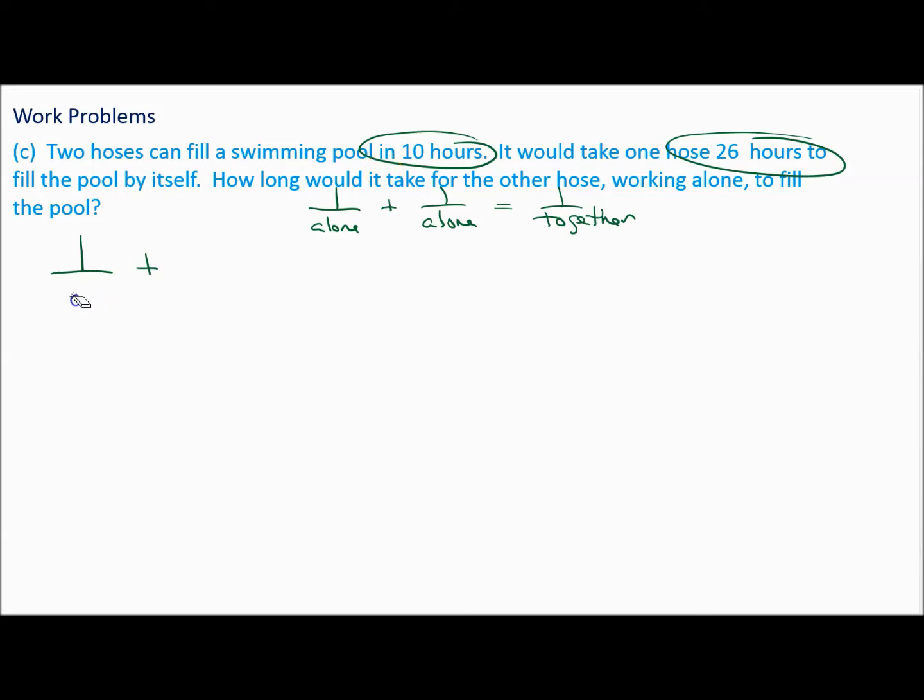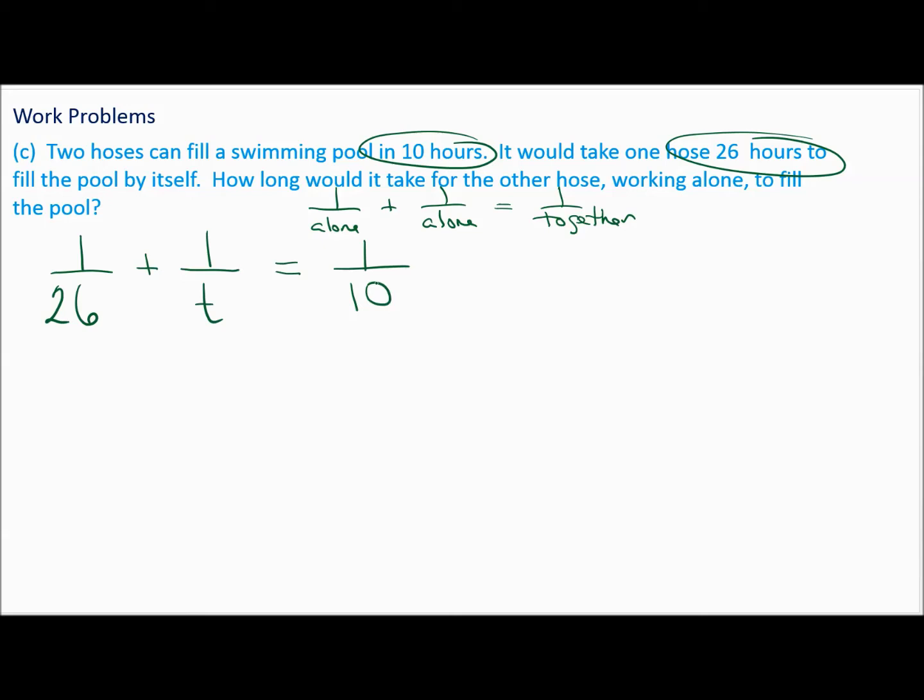Whoa, I didn't read it right. 2 hoses can fill the pool in 10 hours. One alone is 26 hours, so that's 1 over 26. That's an alone rate. We don't know how long it would take the other one, so we're going to say 1 over t. That's another alone rate, where t stands for time, not together, time. Now, the together rate we know is 10 hours. That makes sense, right? That together it wouldn't take nearly as long as each of them alone.